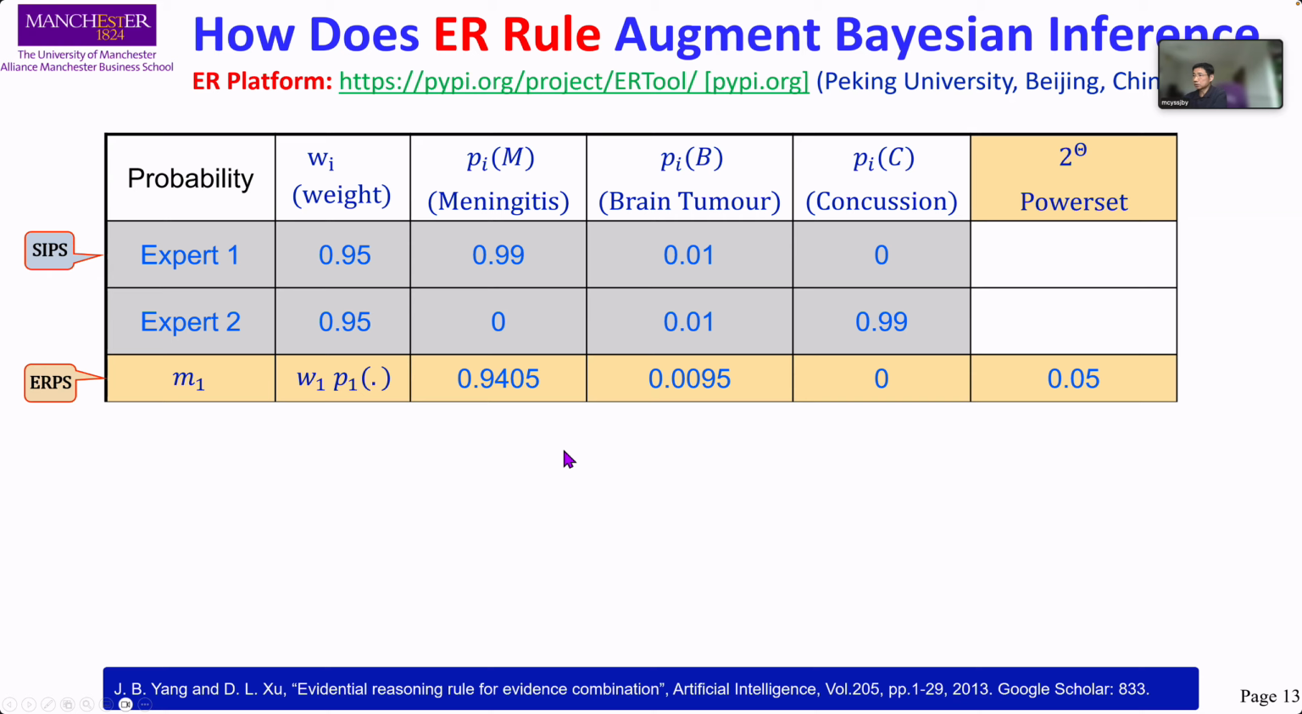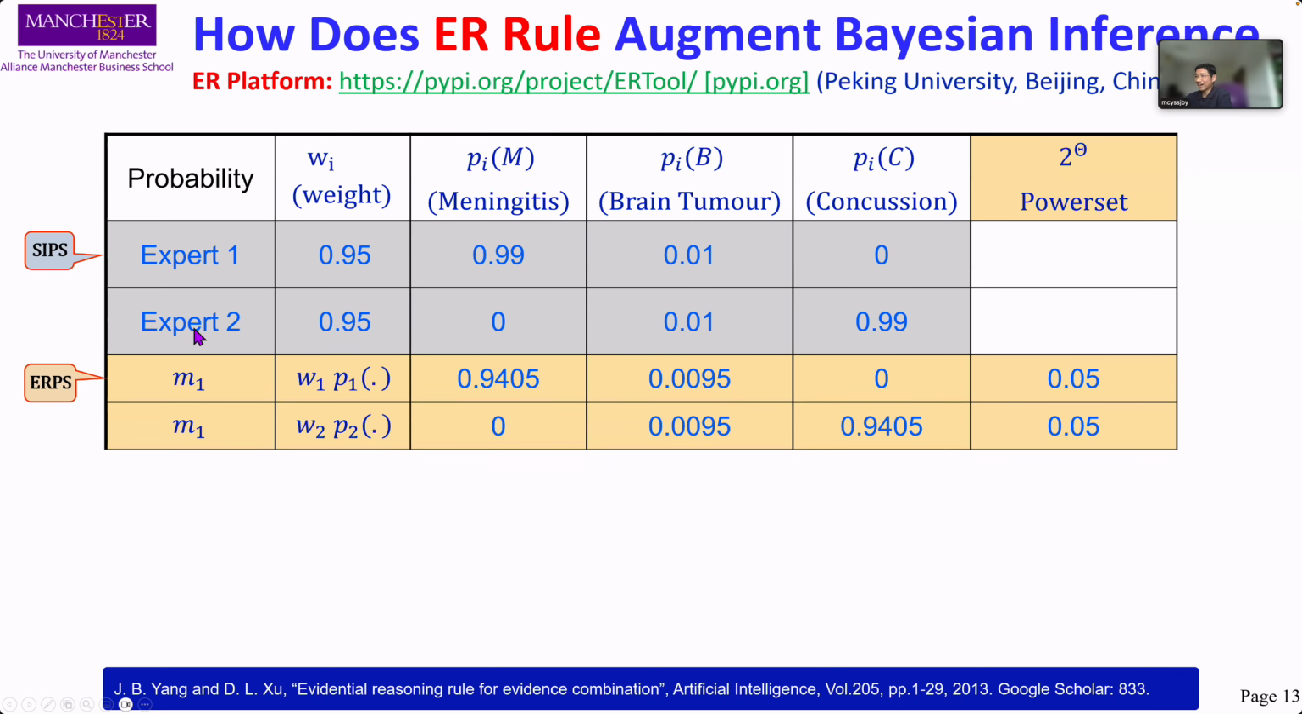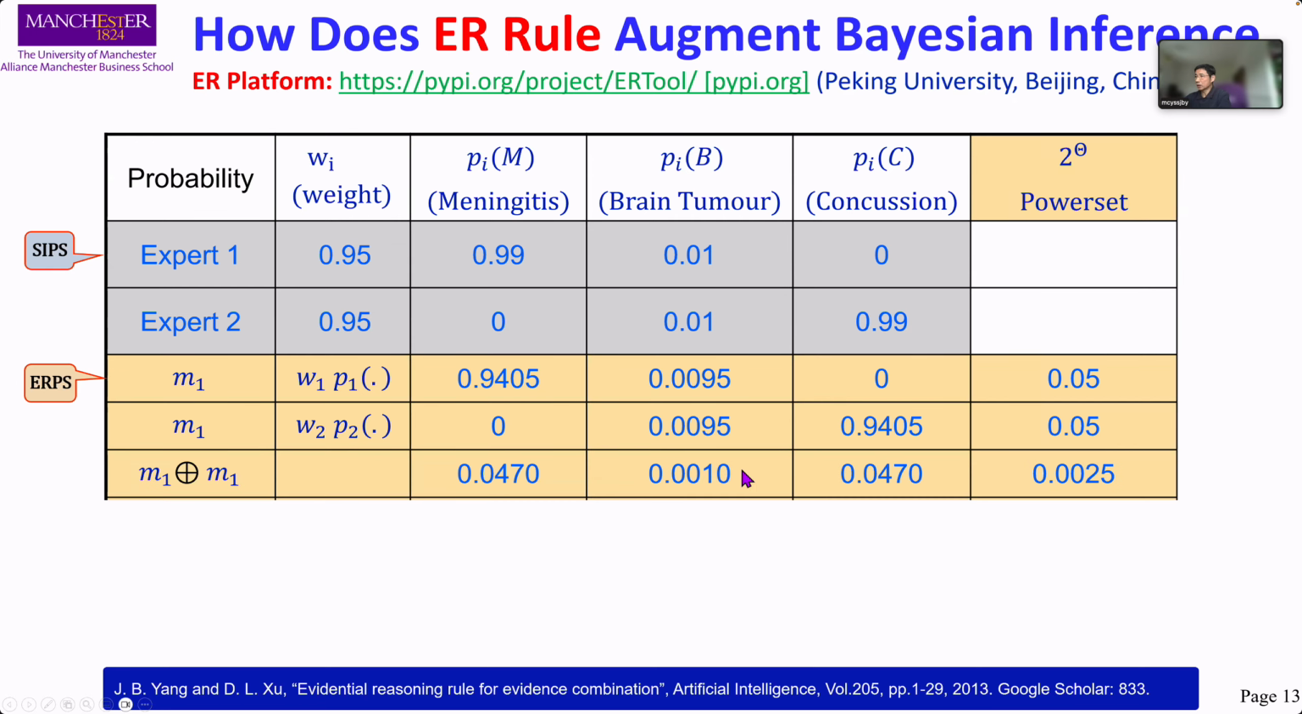So in ERPS, we also can model other expert judgments using what we call a generalized or augmented probability distribution, with a power set as an added or extra dimension of the original probability space. And then we can find this joint probability, and you can see, although the second expert, so this should be M2, the second expert doesn't support meningitis, but his assessment, his judgment is not fully reliable. So this 5% is given to the first expert to decide.